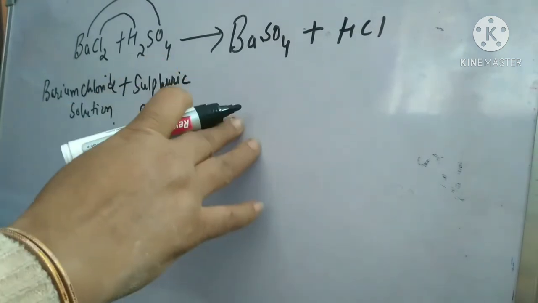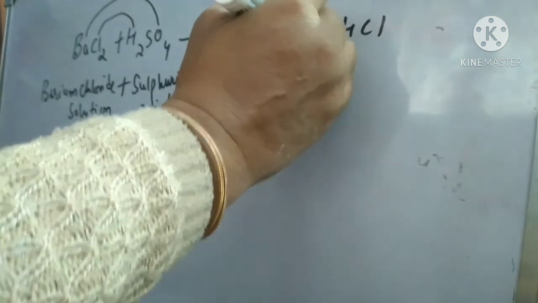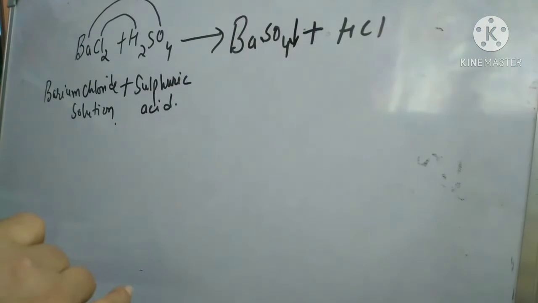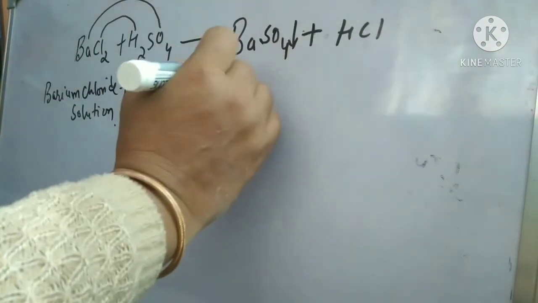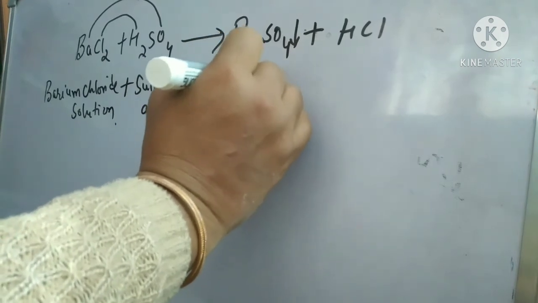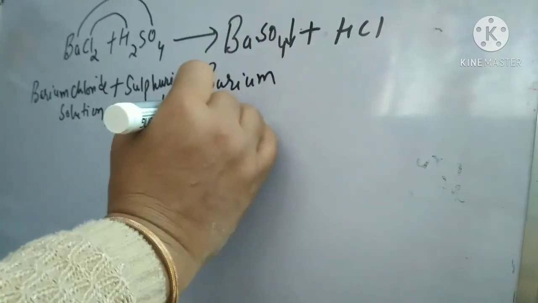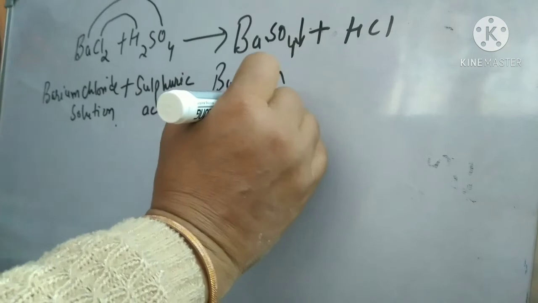Now here barium sulfate again is a precipitate represented by a downward arrow. So barium sulfate will be a white precipitate.